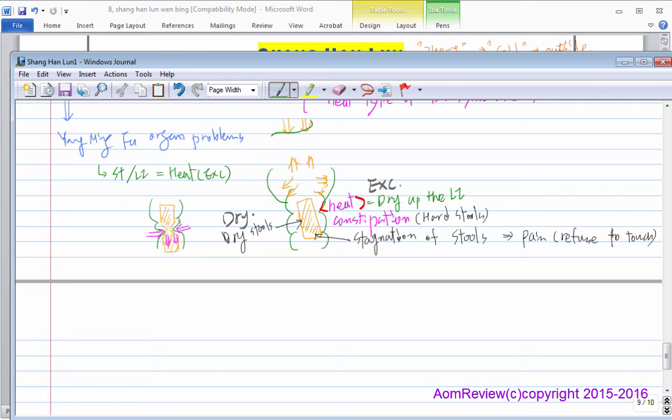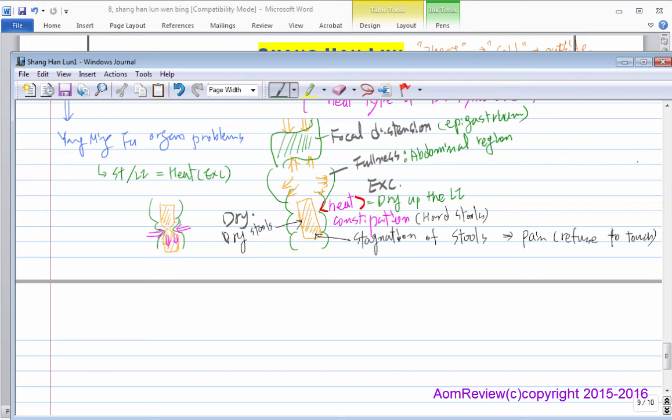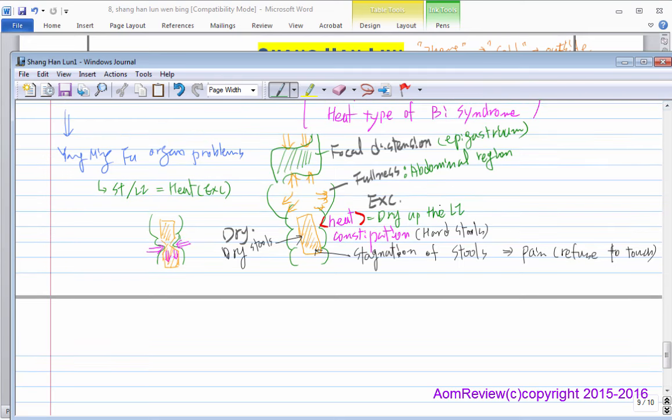The lung qi also strongly pushes down, which helps the large intestine function. But somehow in the stomach region there's some stagnation that we call distension. And also this area we call the fullness. Where is the fullness? In the abdominal region. Focal distension in the epigastric region. So this sign we call the Da Cheng Qi Tang sign, which is dry stool, constipation, then pain, and fullness, epigastric focal distension. All these are large intestine signs.